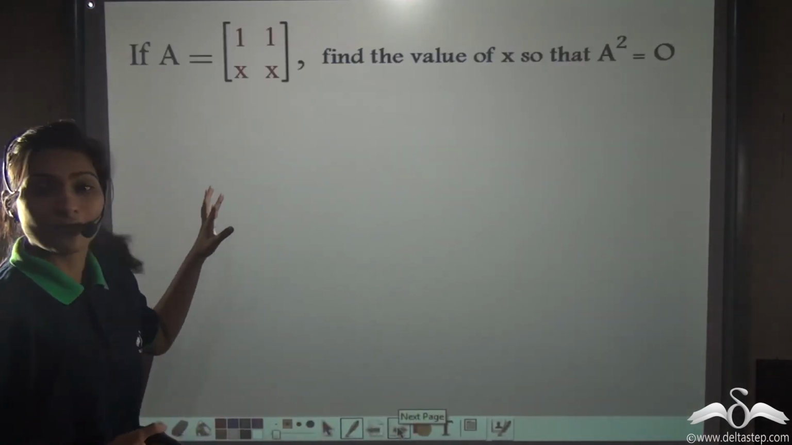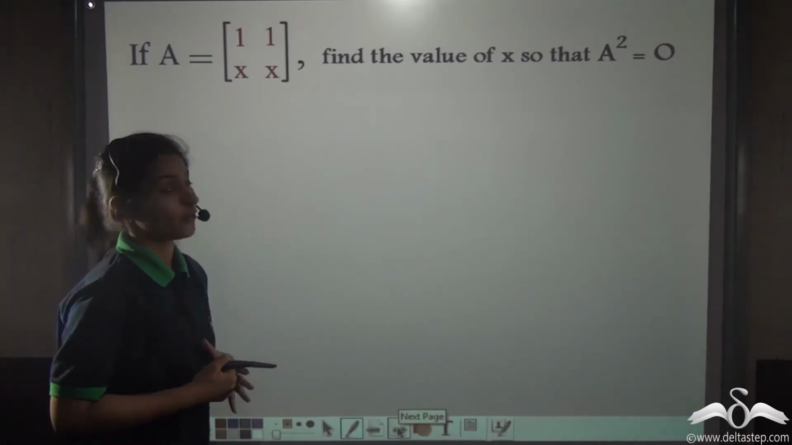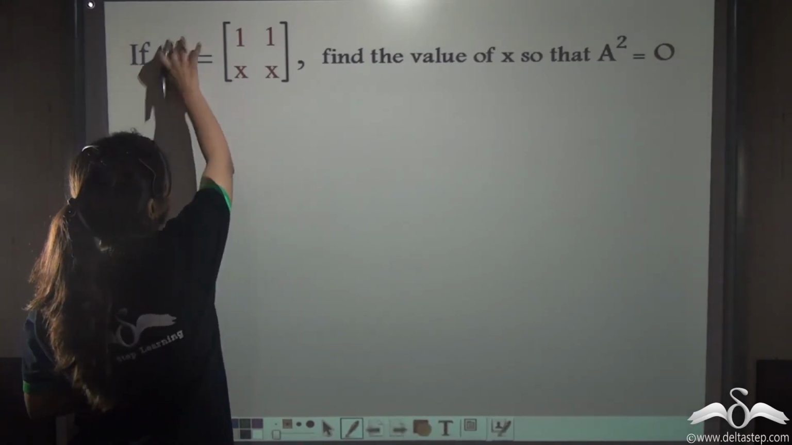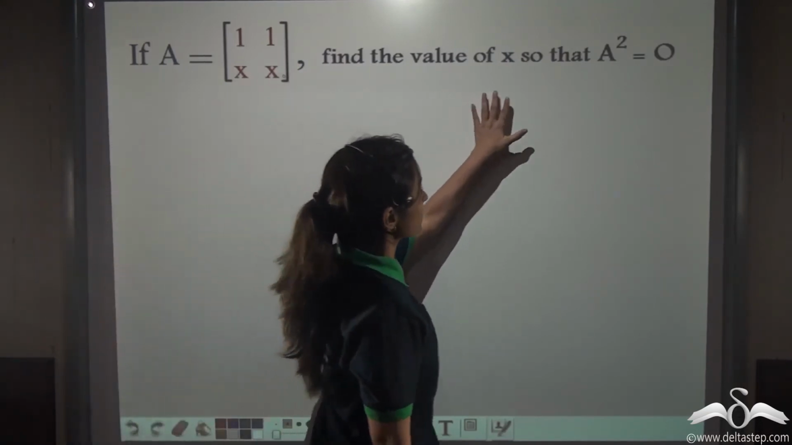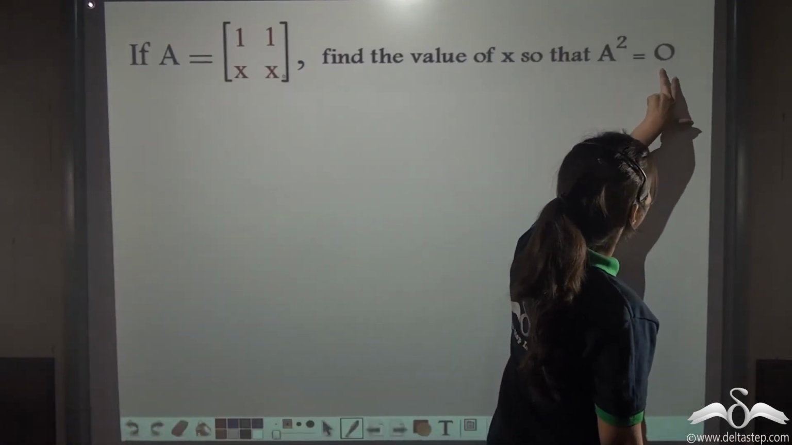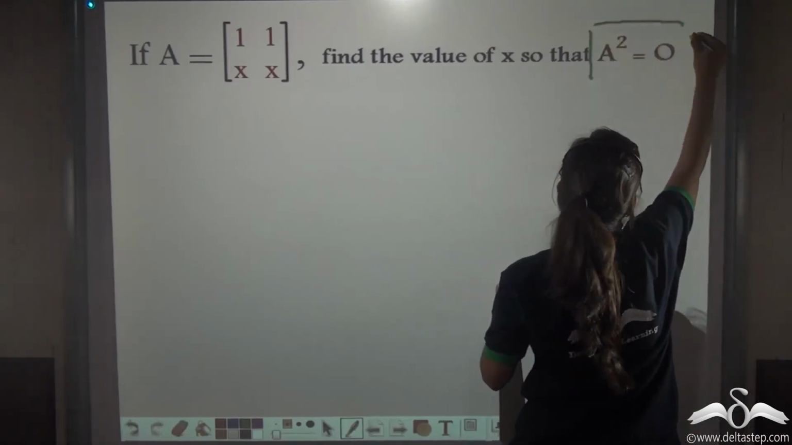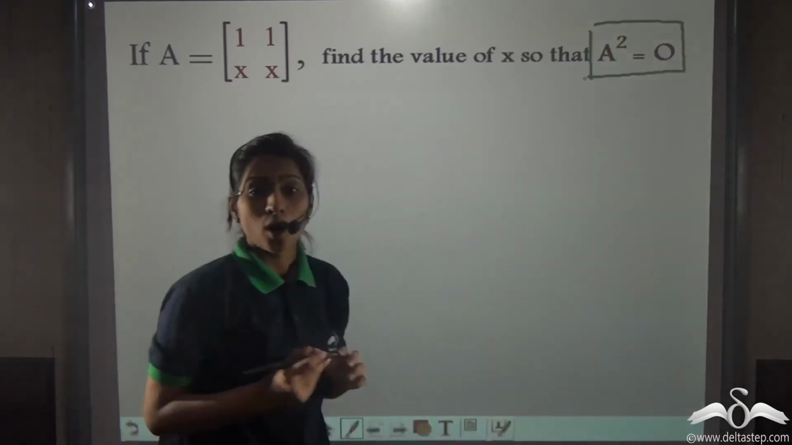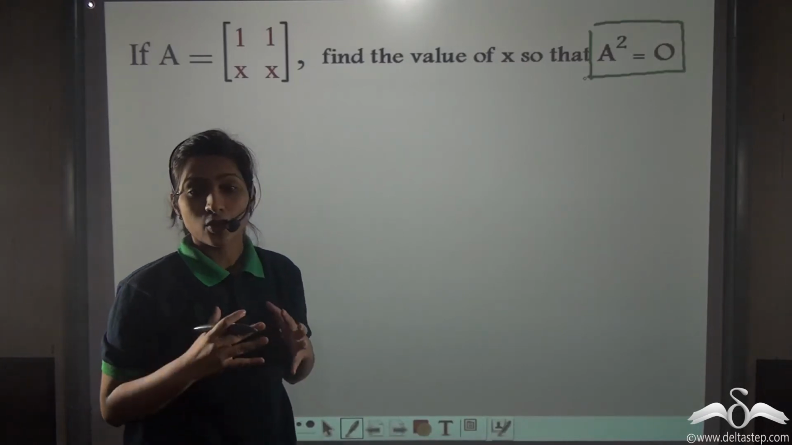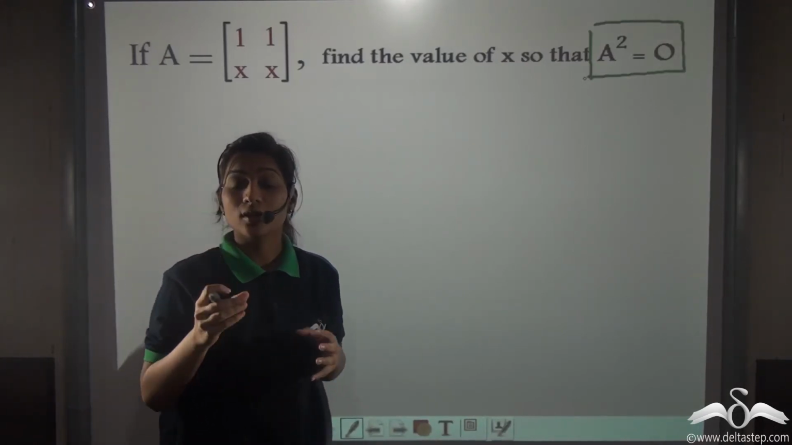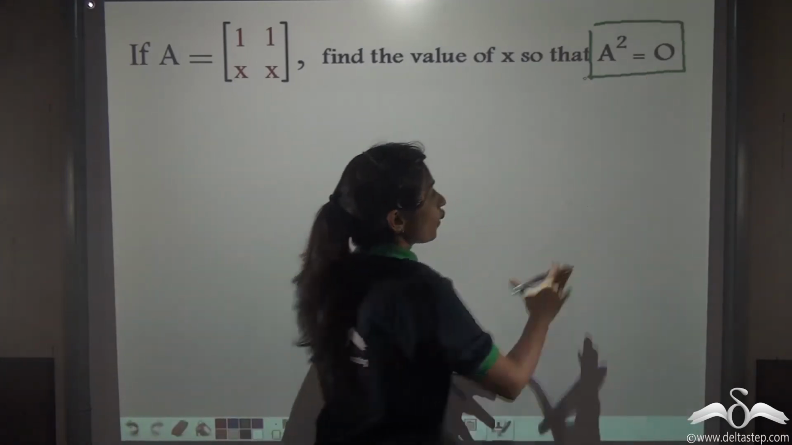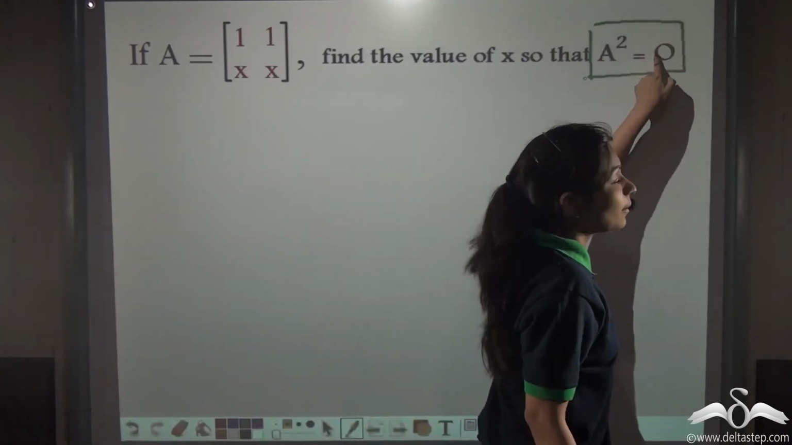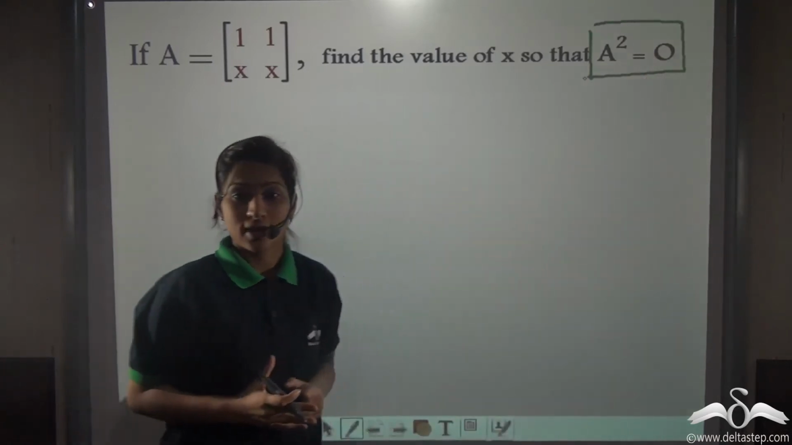Now again we have an operation with the zero matrix. If matrix A is [1, 1; x, x], find the value of x so that A square is O. Look at this. What will happen? In the question, the term zero matrix or null matrix will not be mentioned. You will be given such things, where this O is a null matrix, and you have to identify it yourself.